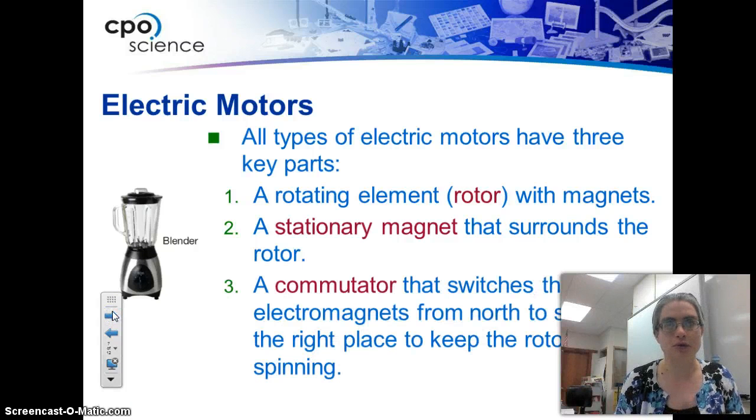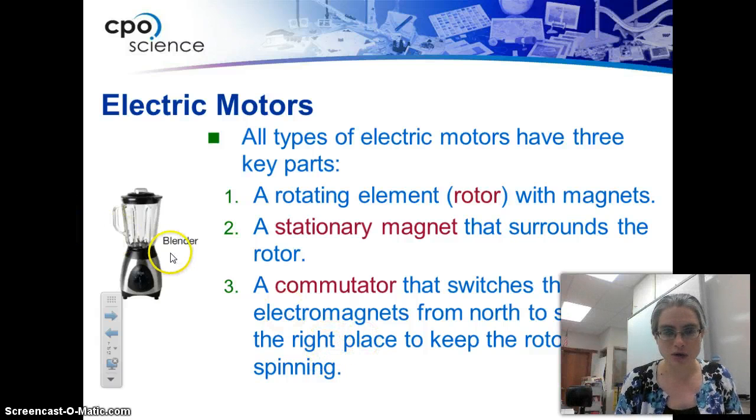We use electric motors in lots of things. The classic example is a blender. You're spinning a shaft, which spins the blades, which chops up whatever you need to chop up. All types of electric motors have three key parts: a rotating element, a rotor with magnets, a stationary magnet that surrounds the motor, and a commutator that switches the electromagnets from the north to the south at the right place to keep the rotor spinning.